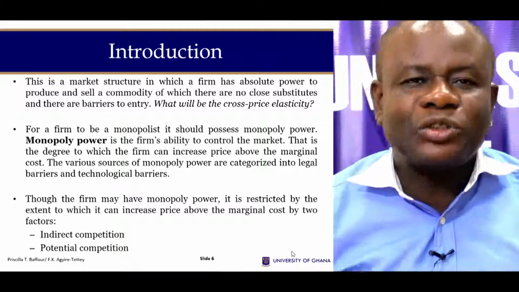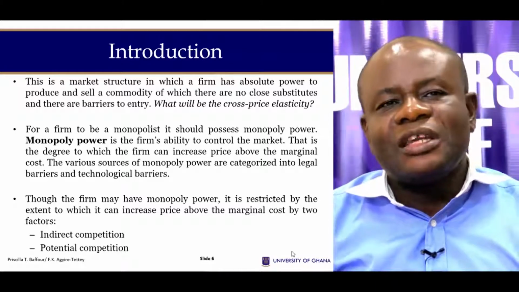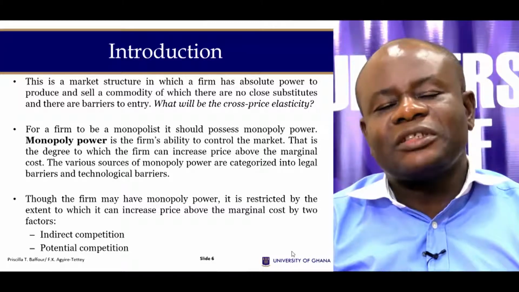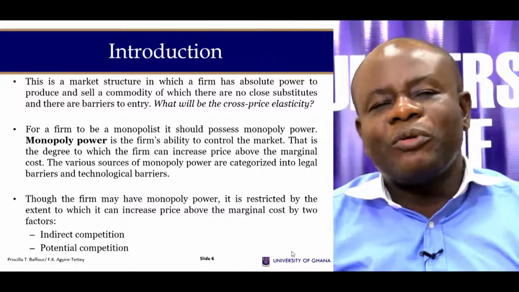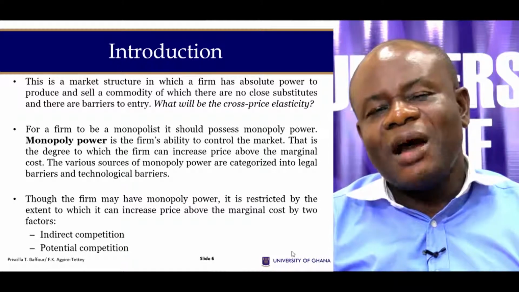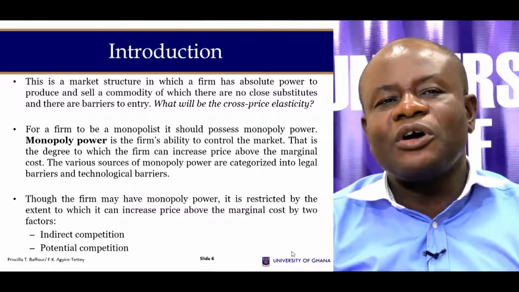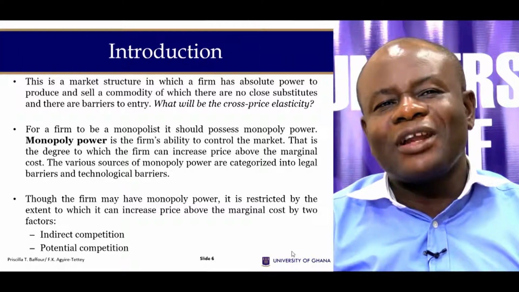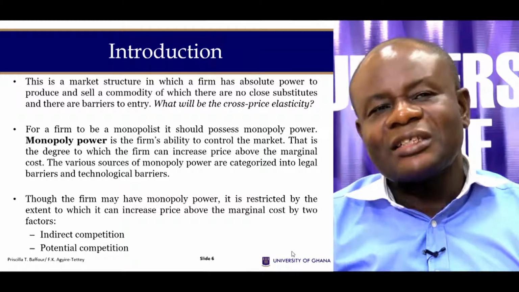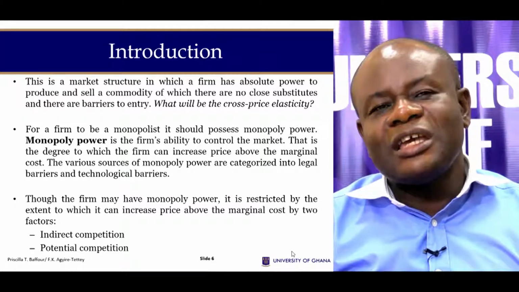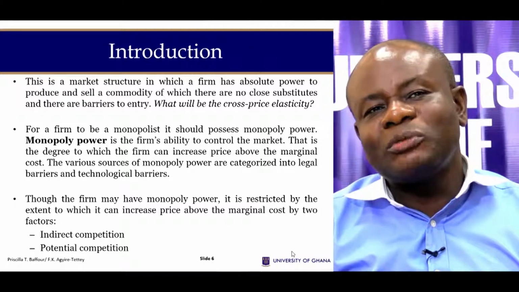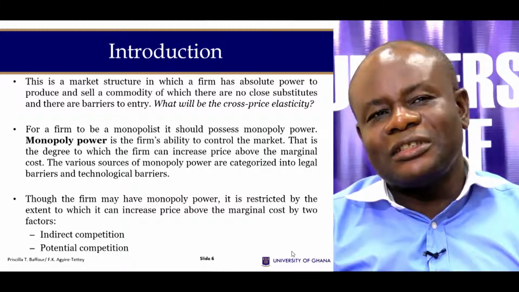Even though you are the sole producer of the commodity, the consumer purchases other commodities. So if the monopolist increases the price above a certain level, then the consumer will not purchase the commodity at all and will spend his or her income on other commodities. So in other words, the monopolist's commodity is competing for the consumer's income with other commodities.